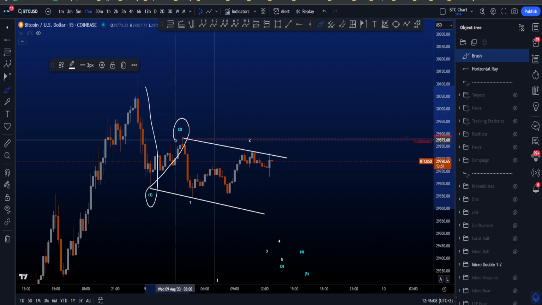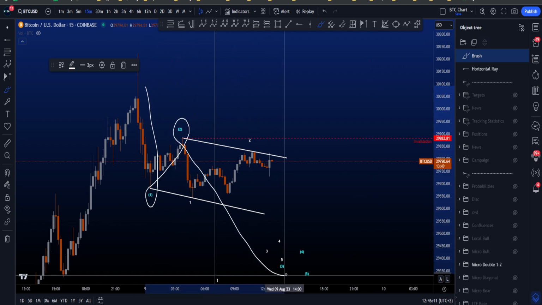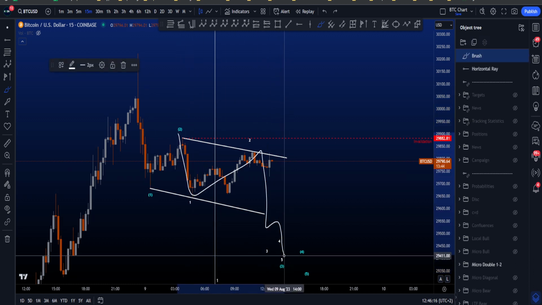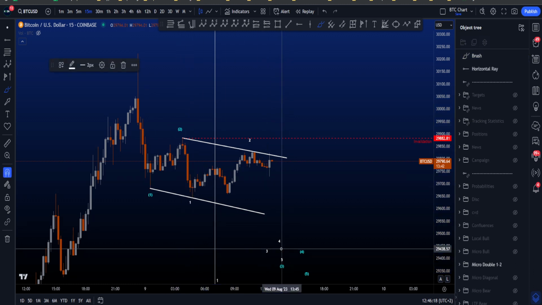We have a wave 1, we have a wave 2, and then we expect a blue wave 3 to the downside, and inside the blue wave 3 you then want to see a 1 2 3 4 5. So the white count is a lower degree count.